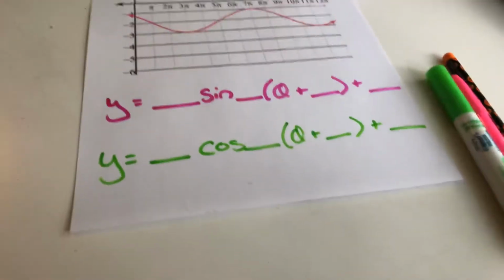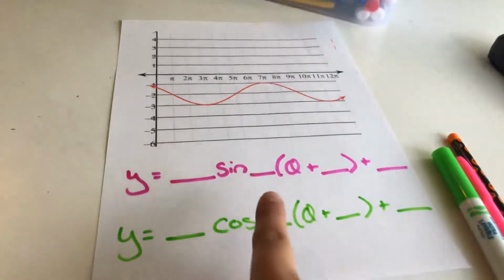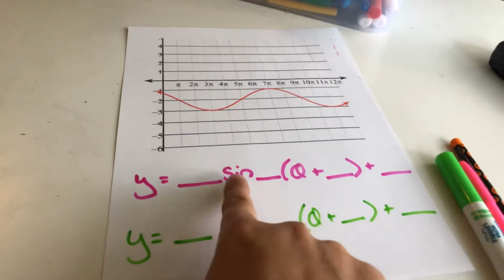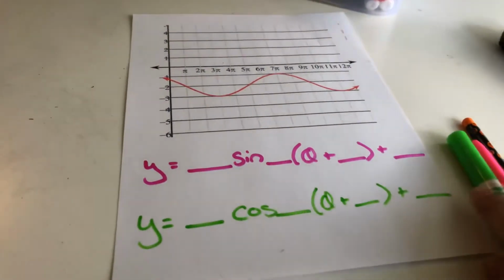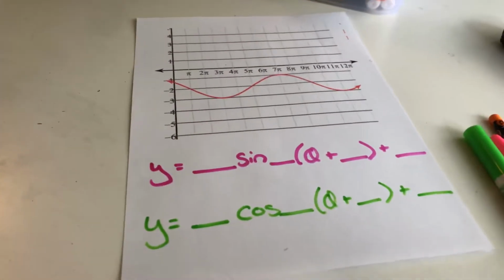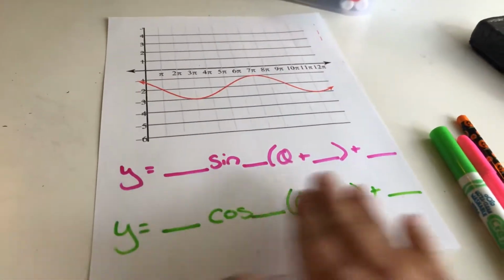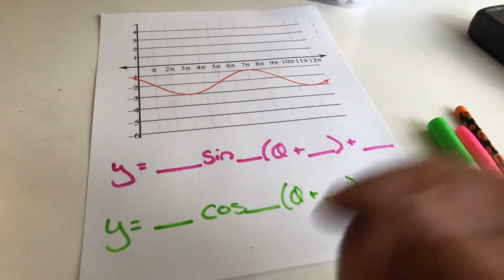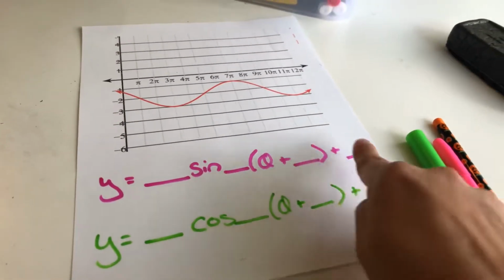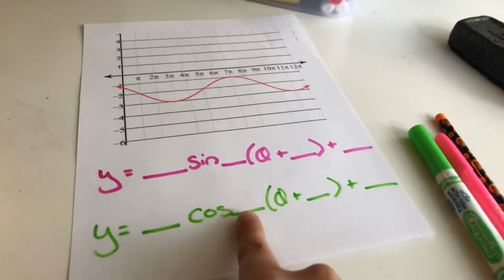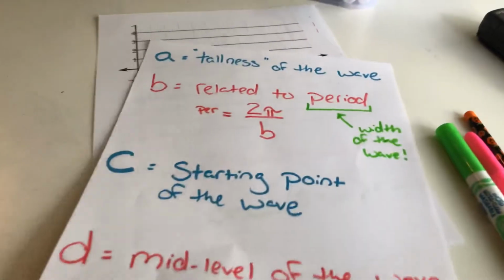So we are going to be looking at this picture right here, and we are going to write an equation for a sine wave and an equation for a cosine wave from the same picture. Before we get started, first let's introduce the formula. You know this formula, you saw it last time you were in class. A, B, C, D. Let's review what those are.